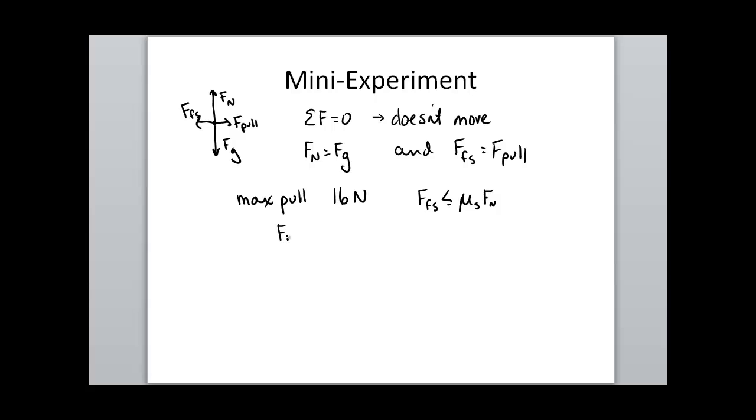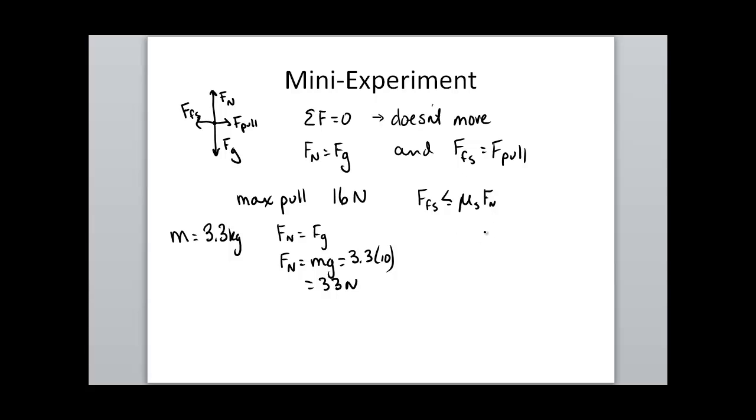First, we need to find the normal force. Since our normal force is equal to Fg, I was given, you guys didn't realize this, but the mass of the little block that I was pulling with, it had some other masses on it, was 3.3 kilograms. So our normal force is mass times g, or 3.3 times 10, giving us 33 newtons.